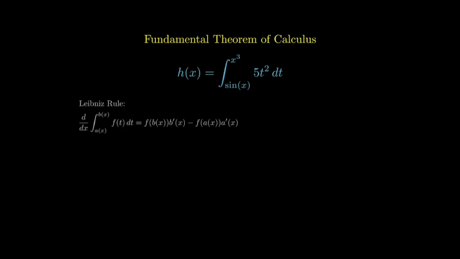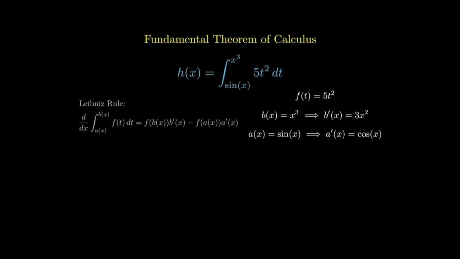First, let's identify our pieces. Our function is f of t equals 5t squared. Our upper limit is b of x equals x cubed. And our lower limit is a of x equals sine of x. And so we're going to take the derivative of each one of these, and we get b prime of x equals 3x squared, a prime of x equals cosine x.